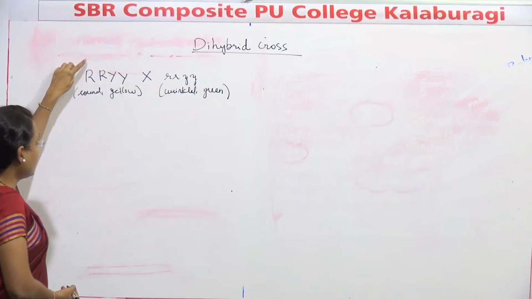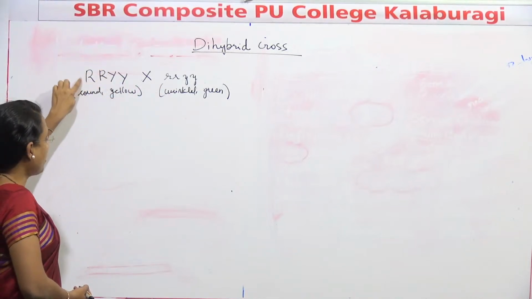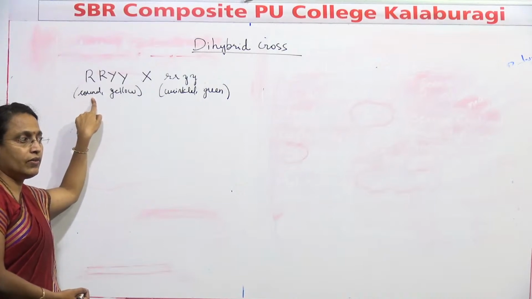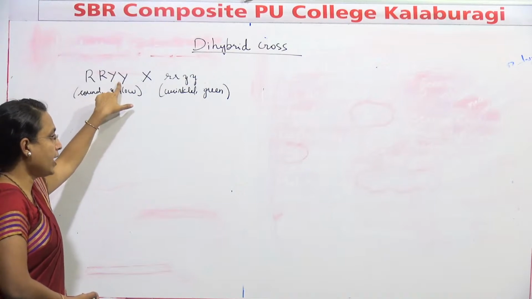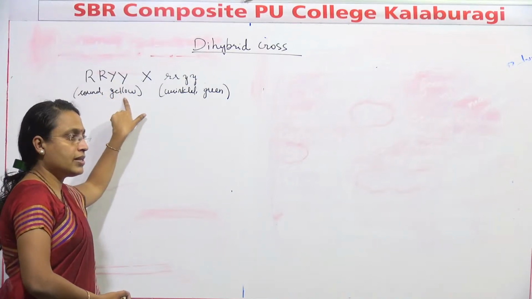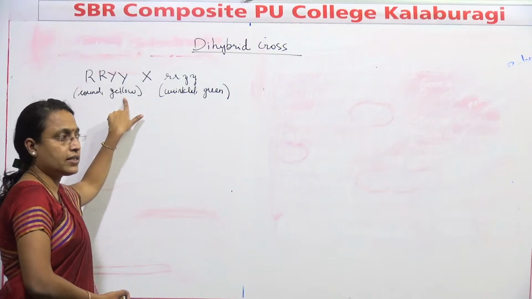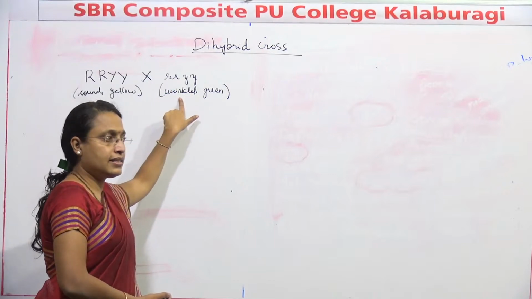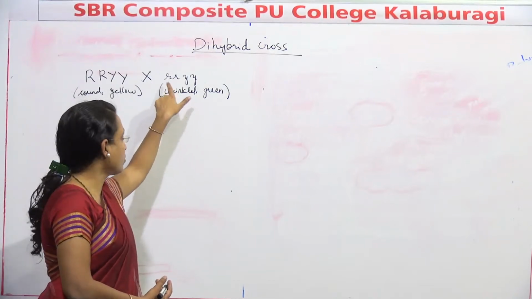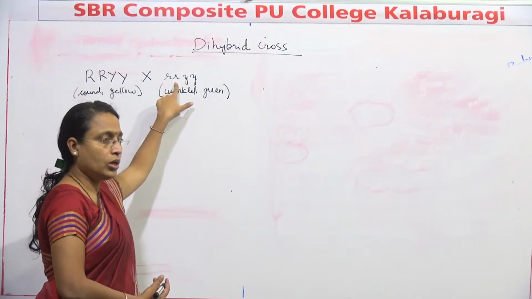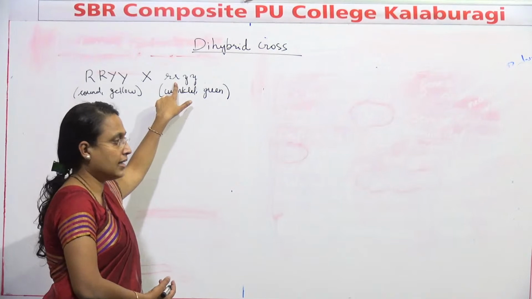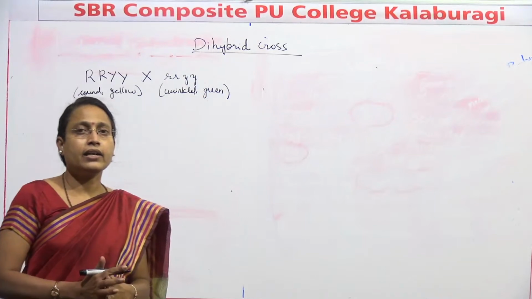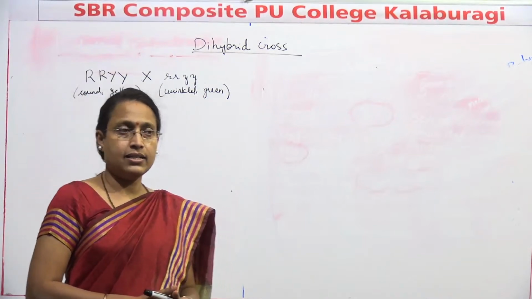In brief, the alleles capital R and capital R provide a character called round seed in this plant, whereas capital Y and capital Y will result in yellow color seeds in that plant, that is Pisum sativum. Small r and small r will provide wrinkled seeds. And small y and small y will result in green color seeds.